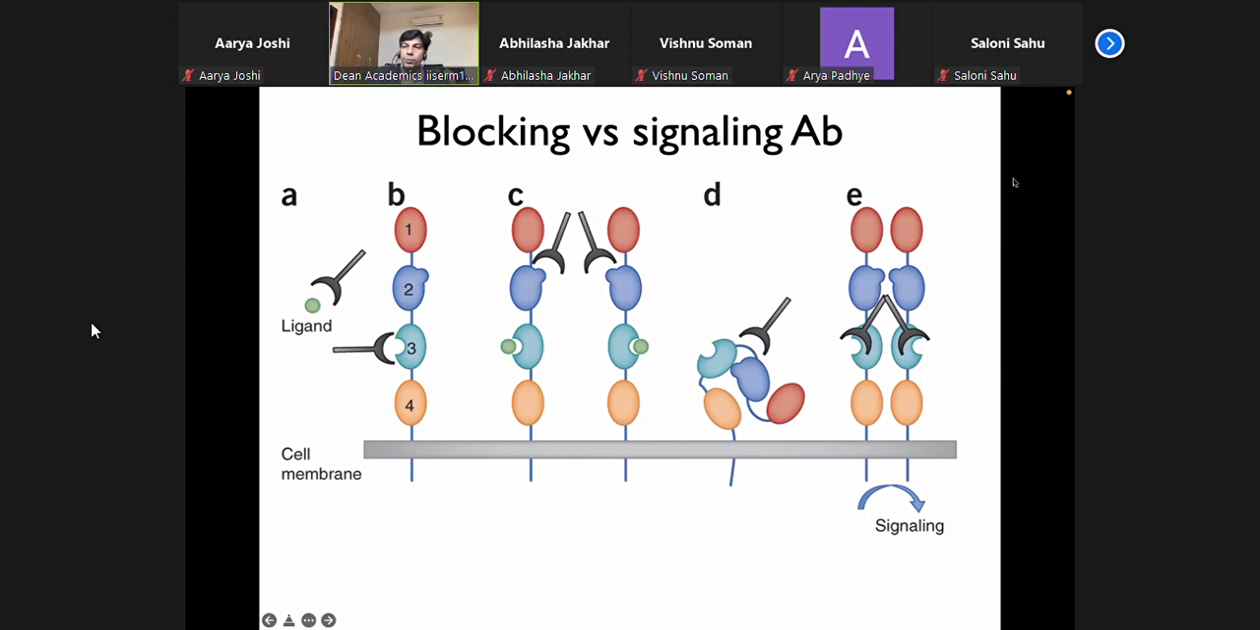And in the fifth one, it is shown that the antibody is binding to exactly the same site where the ligand is binding. In this case, the antibody can stimulate the receptor in place of the ligand. So this would be called a signaling antibody, right? This is what we discussed earlier.